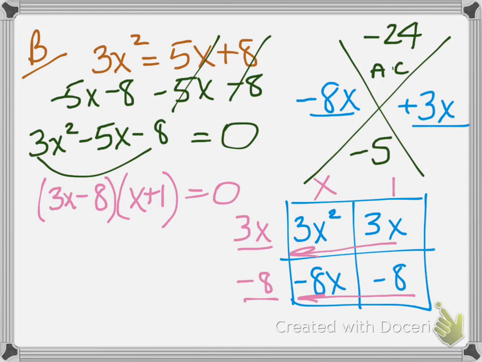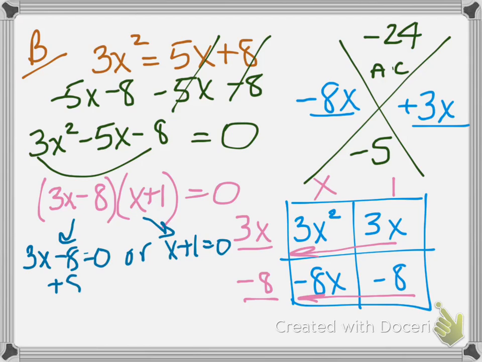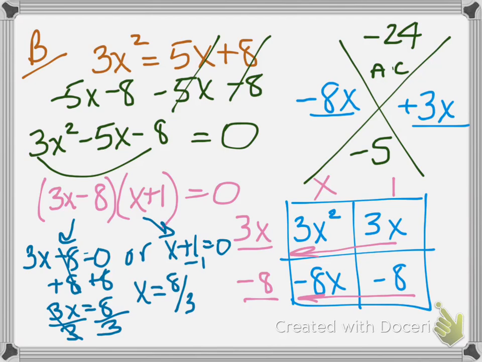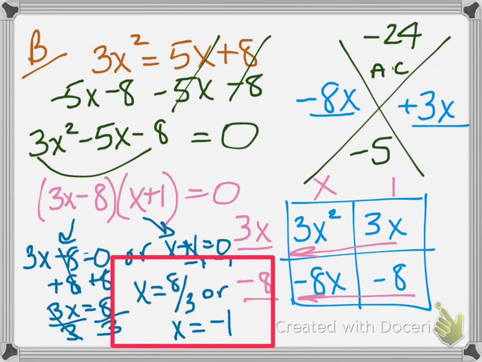Using the zero product property, I would say that 3x minus 8 equals 0, or x plus 1 equals 0. Solving, I would add 8 to both sides and then divide by 3. So I would say x equals 8 over 3. Here I would subtract 1, or x equals negative 1. And if I was doing this factoring, this would be my solution. But again, we should know how to do that already, and this time we are using the quadratic formula.